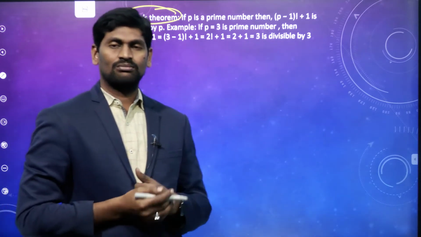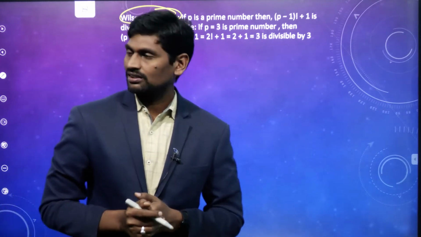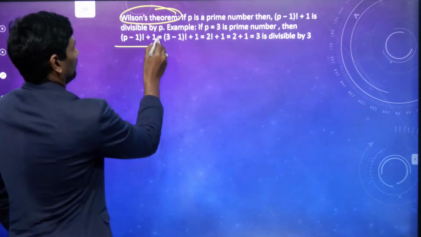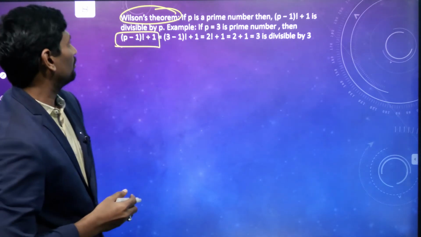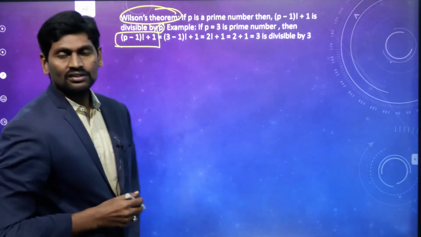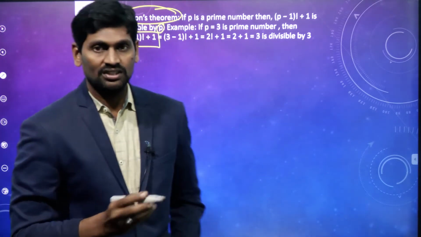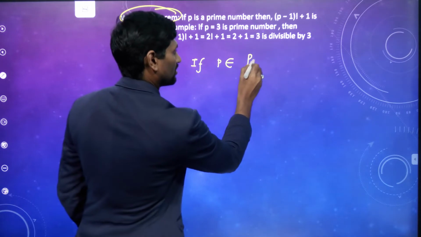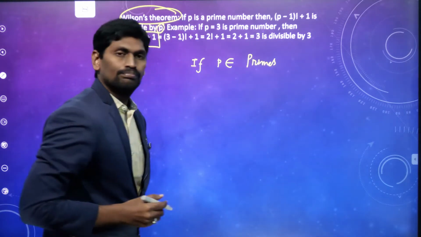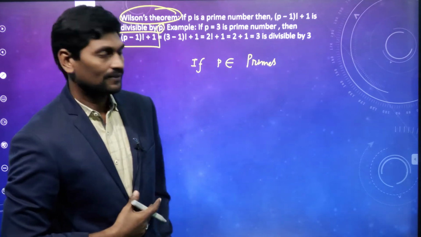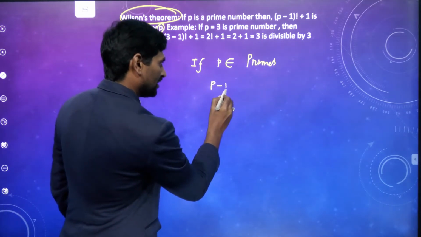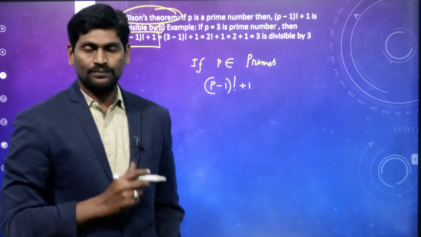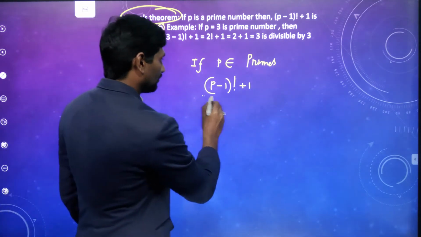Okay. So Wilson theorem is nothing but (p minus 1) factorial plus 1 is divided by p, where p is a prime number. So simply, if p belongs to the set of prime numbers, (p minus 1) factorial plus 1 is definitely divisible by p.